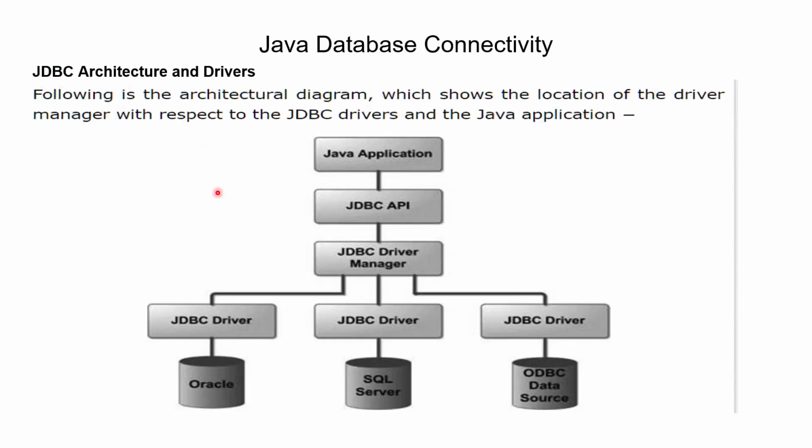And if we look here, the JDBC architecture and drivers. This is a diagram which shows the location of the driver manager with respect to the JDBC drivers and a Java application. So a driver really is an external application which will allow connections between Java and the external database. So we see here the Java application, the JDBC API and the driver manager, and the driver manager has for us different JDBC drivers depending on the vendor or the brand of database we're using. So there are Oracle JDBC drivers, there are JDBC drivers for SQL Server, which is a Microsoft product, and then there is the open database connection for a data source JDBC driver as well.